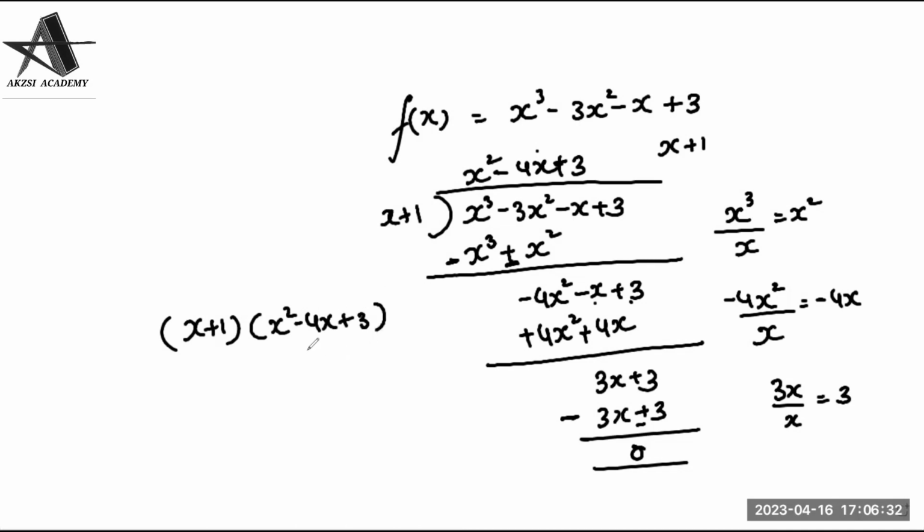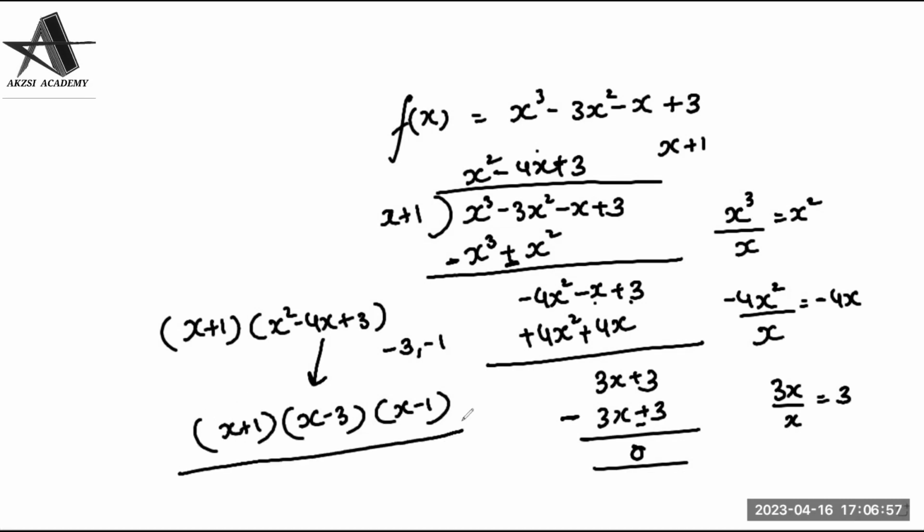But we have to find the factors of this as well. We can easily factorize it using the factorization method for quadratics. We have to find two numbers whose product is 3 and whose sum is negative 4. So those two numbers are what? Negative 3 and negative 1. So I can write x minus 3, x minus 1, and x plus 1. In this way, I can fully factorize this given cubic expression.